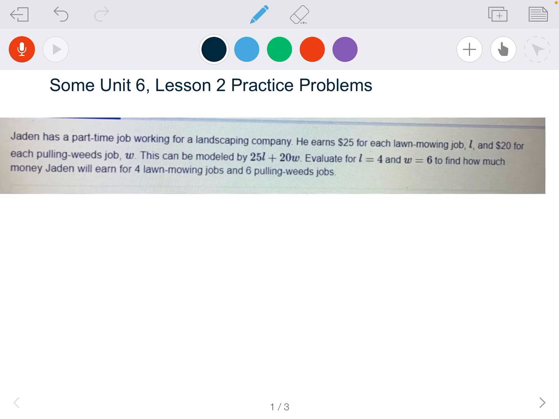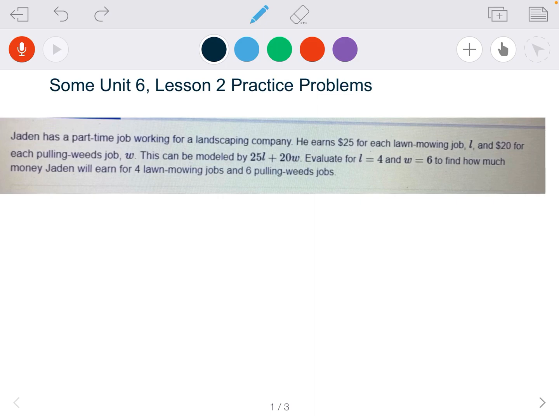So Jaden has a part-time job working for a landscaping company. He earns $25 for each lawn mowing job, which represents the letter L, and $20 for each pulling weeds job, which is W. This can be modeled by 25L plus 20W. Evaluate L equals 4 and W equals 6 to find how much money Jaden will earn for 4 lawn mowing jobs and 6 pulling weeds jobs.